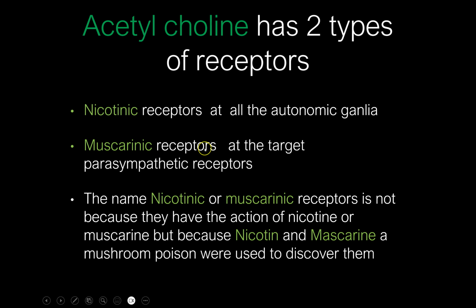The acetylcholine receptors at the ganglia are called nicotinic receptors because they were first blocked by nicotine, and at the target organ of the parasympathetic they are called muscarinic receptors, after muscarine, a poison derived from the mushroom, because they are blocked by muscarine. So they have nothing to do with the action of nicotine or muscarine.